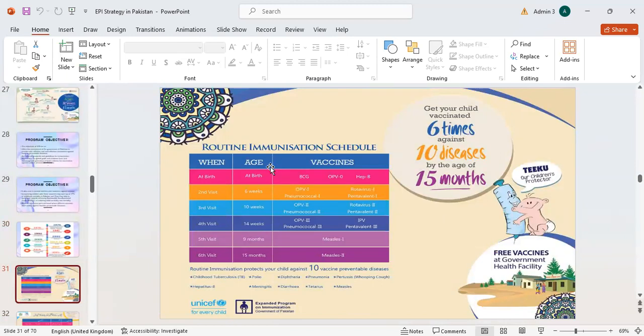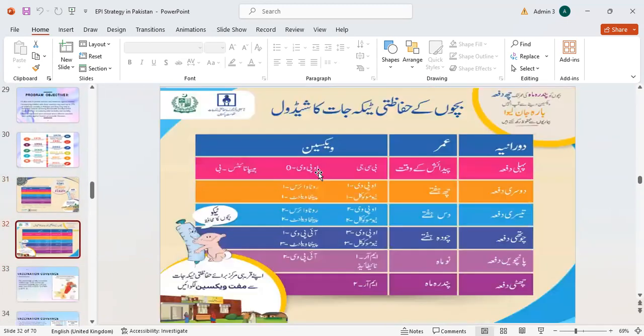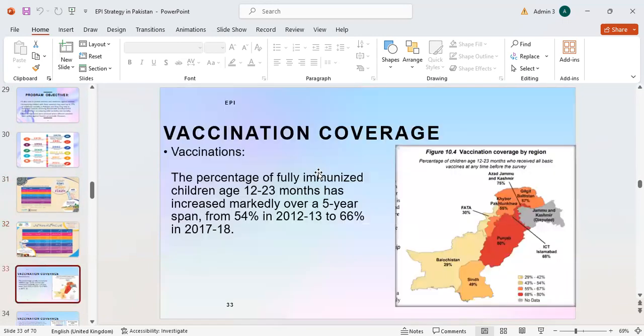This is the routine immunization schedule: at birth BCG, OPV, Hep B, and at 6 weeks OPV 1, pneumococcal 1, rotavirus 1, pentavalent 1, and so on. And these are the 6 visits. This is also showing the same table in Urdu.